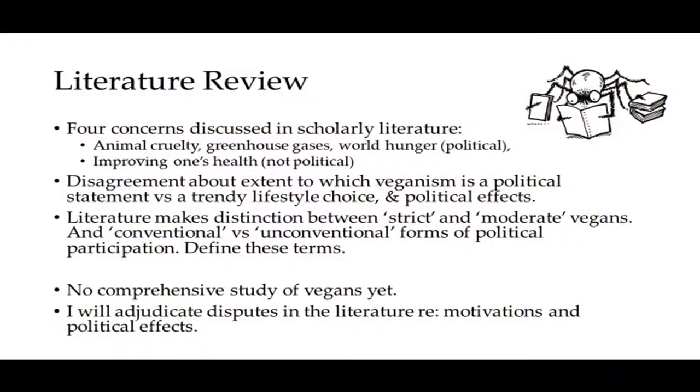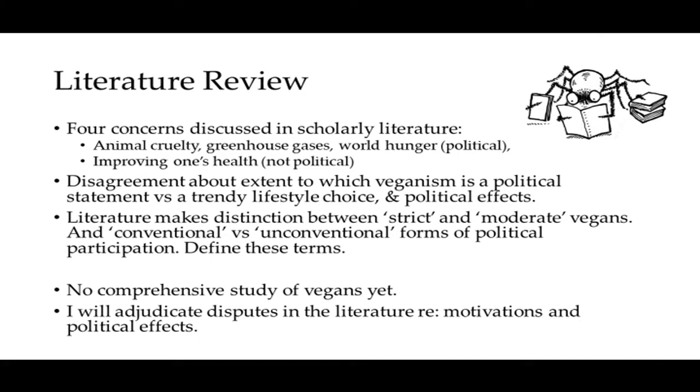For example, in our Is Veganism a Form of Political Participation dissertation, you might identify 4 key concerns discussed in the scholarly literature, some of which seem political and others less so. Animal cruelty, greenhouse gases, world hunger, and the desire to improve one's health. There's disagreement about the extent to which veganism is a political statement versus a trendy lifestyle choice, and about its political effects.